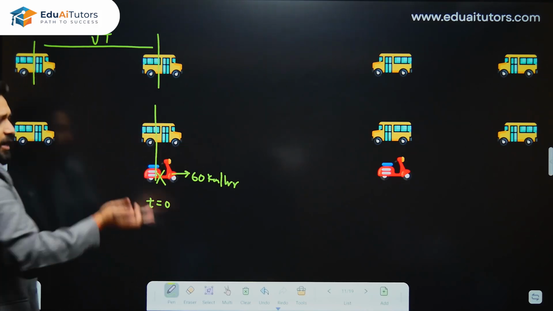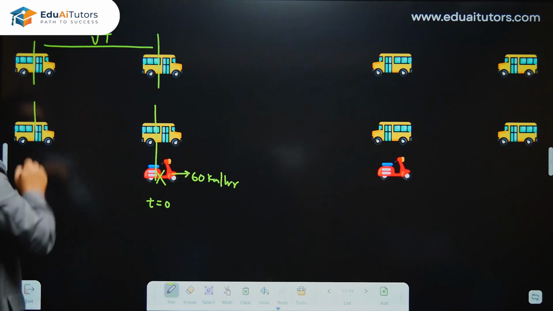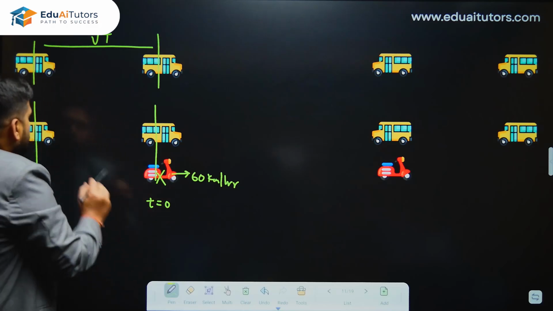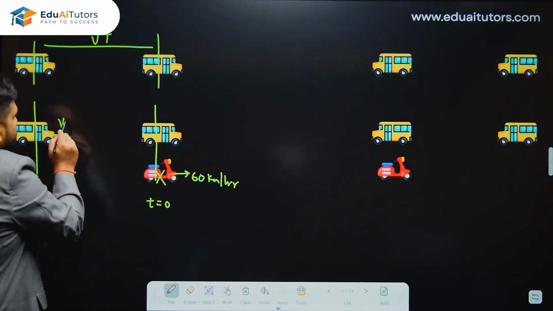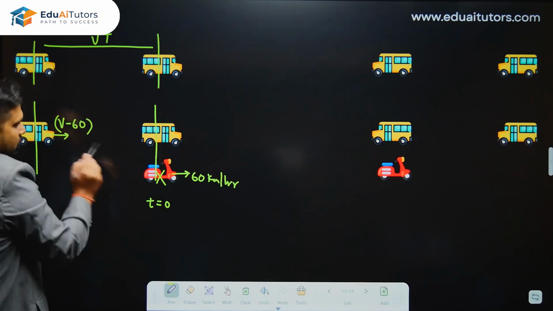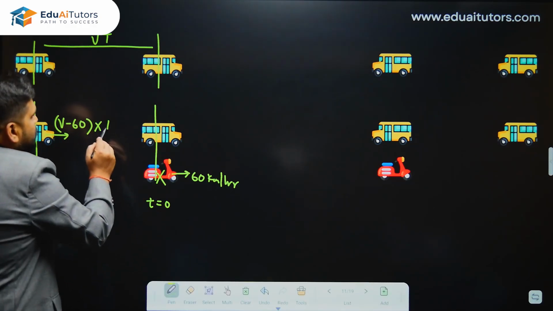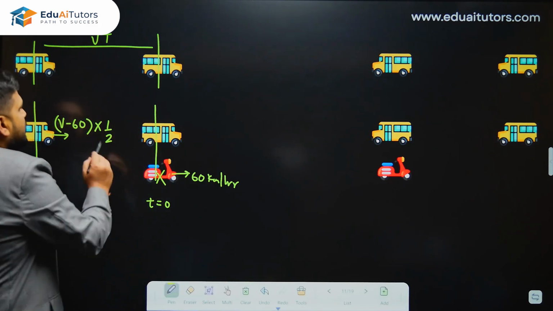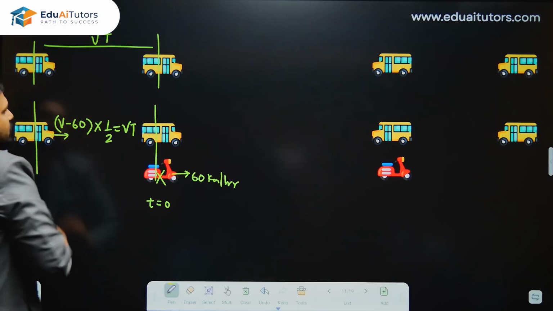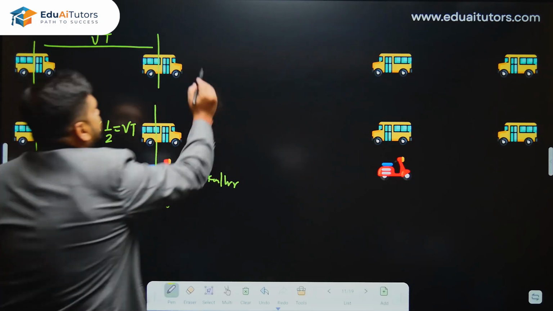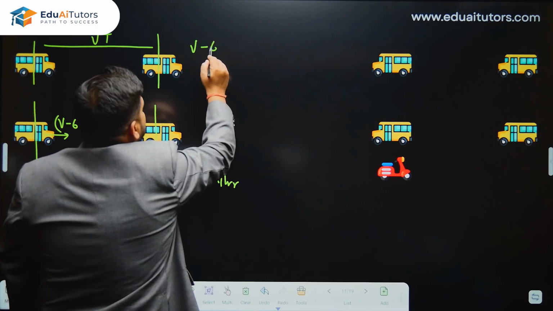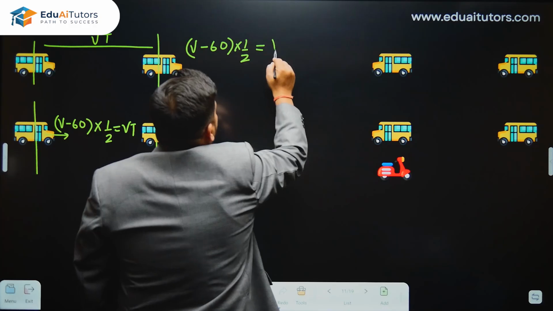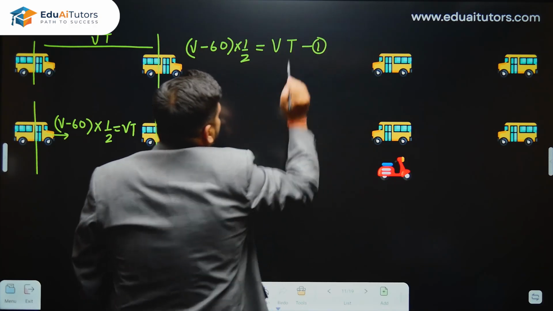So when will the next bus pass? After 30 minutes. So the next bus has to cover a distance of Vt in how much time? 30 minutes. With what speed is this bus moving? It was moving with V minus 60 because of relative motion, and in half an hour it will come. So this must be equal to Vt. This was the first equation that we have got. I'm going to write it over here: V minus 60 times 1 by 2 is equal to V into t. Equation 1 from the first case.